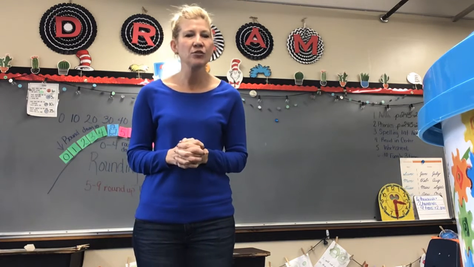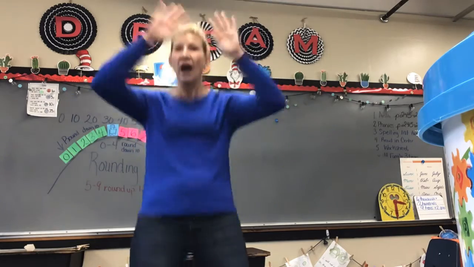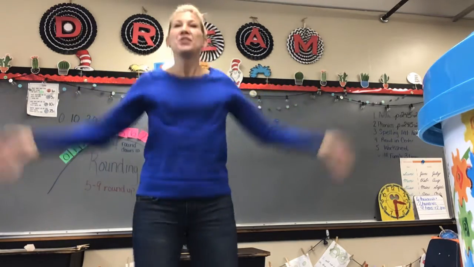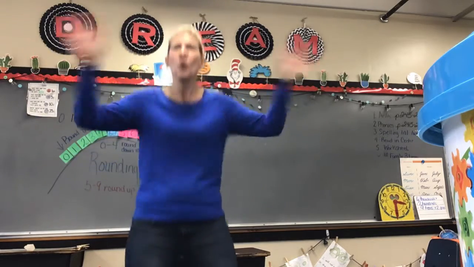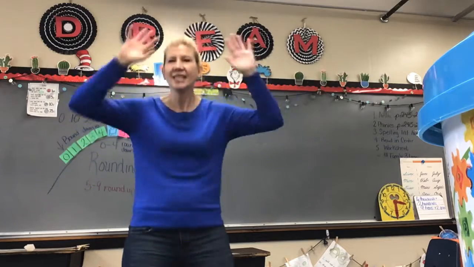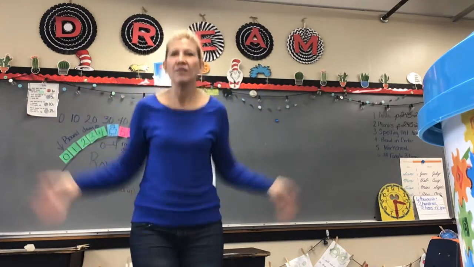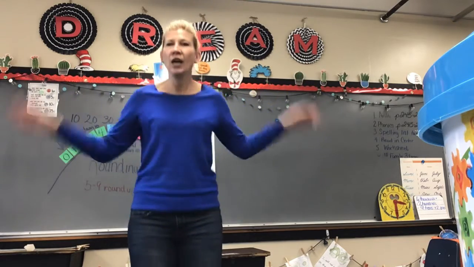Good. Now we're going to do jumping jacks. We're going to count by fives to 100. 5, 10, 15, 20, 25, 30, 35, 40, 45, 50, 55, 60, 65, 70, 75, 80, 85, 90, 95, 100.